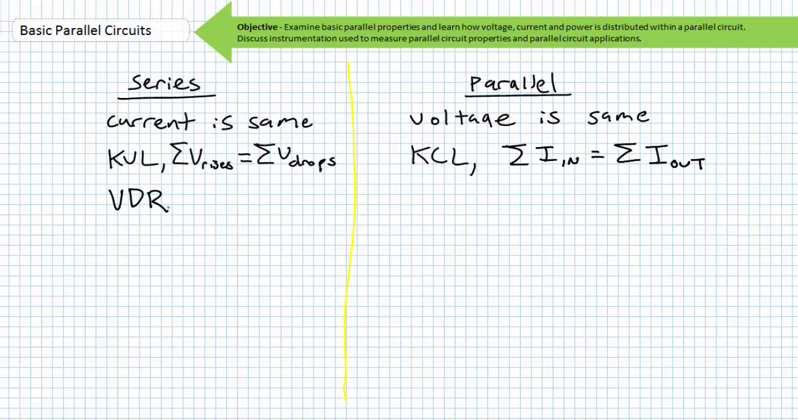Series circuit analysis employs a handy shortcut called the voltage divider rule. Parallel circuit analysis employs a handy shortcut called the current divider rule, which I'll introduce in the near future.